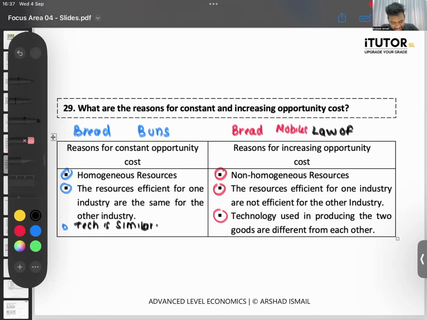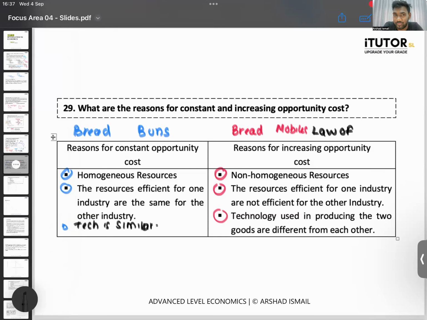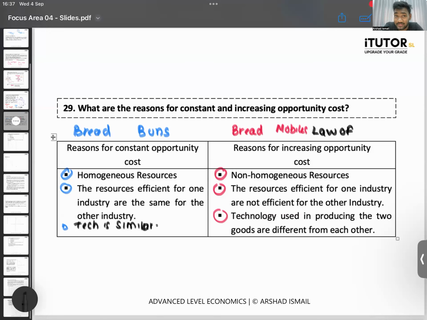Is that okay? Small recap on that story. So far, what did we learn? We learned what a PPC is, the assumptions and determinants. Then we talked about opportunity cost, increasing and constant opportunity cost. I'm hoping you all remember this part from your theory class. Shape, any questions on that for now? Okay. Then we'll move into the next part of this.